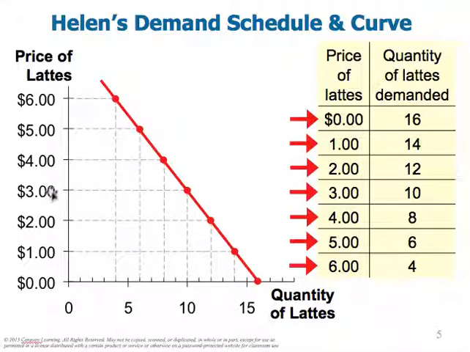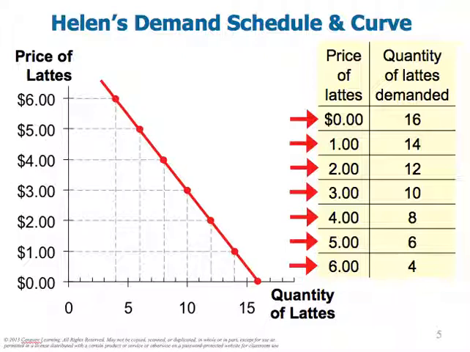Again, if the price of lattes is $5 initially and then falls from $5 to $4, the quantity demanded increases from 6 to 8. That's the movement from this point to this point. When the price of lattes falls, we have a movement along this demand curve, typically a downward movement along the demand curve. But if the price of lattes increases from 5 to 6, then we have an upward movement along the demand curve. For example, from this point to this point, that's an upward movement along the demand curve.